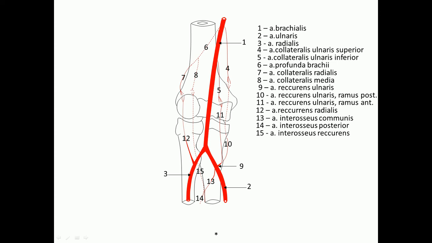communicate, forming anastomosis between them. From these 8 arteries, we can't find in the cadaveric specimen only these 2, arteria collateralis media and arteria recurrens interossea. They couldn't be seen. The other 6 arteries could be demonstrated in our cadaveric specimen.